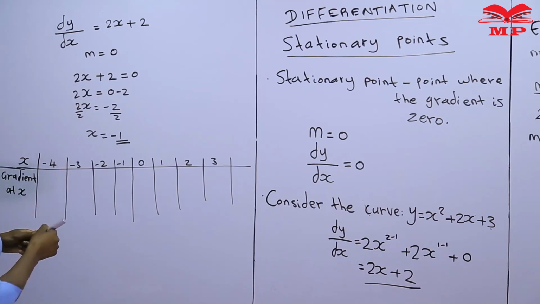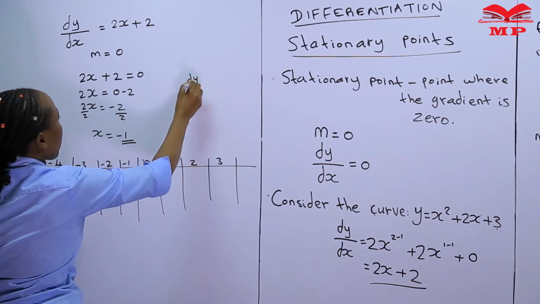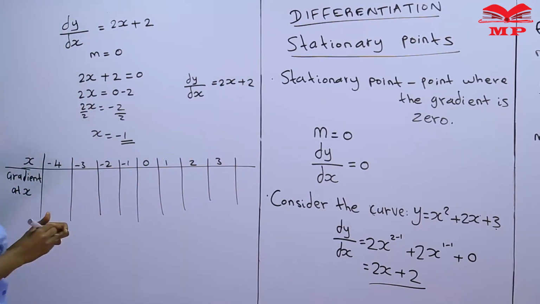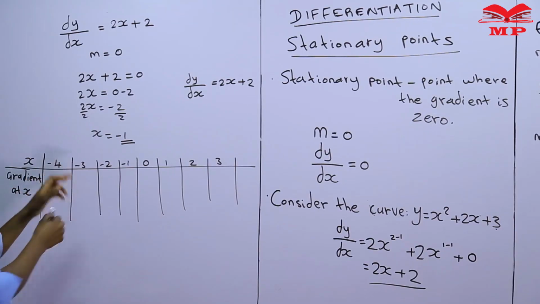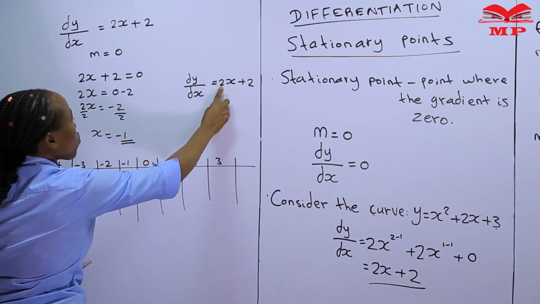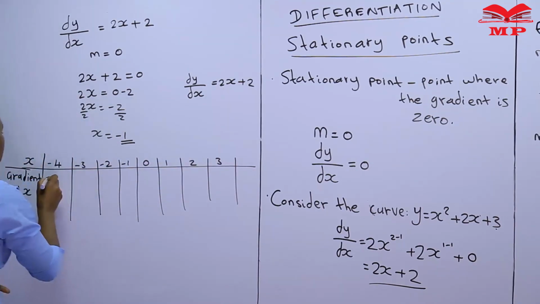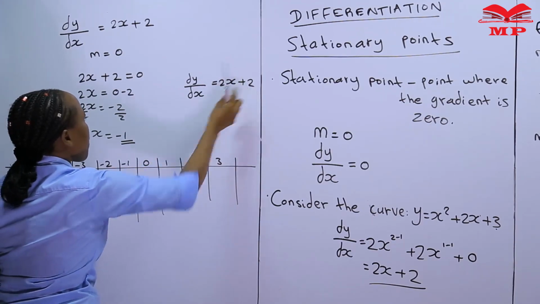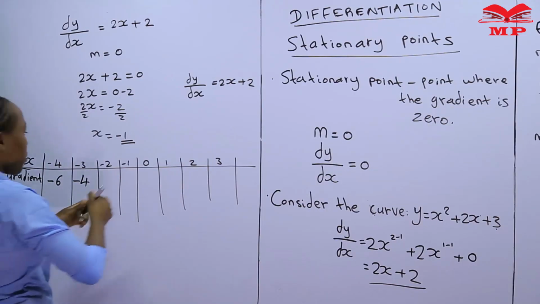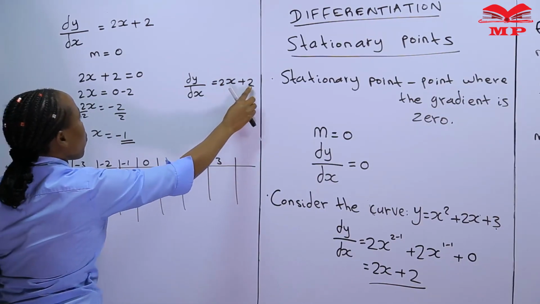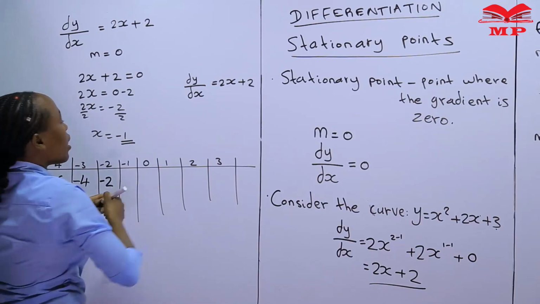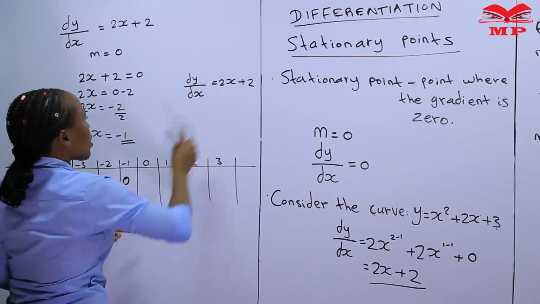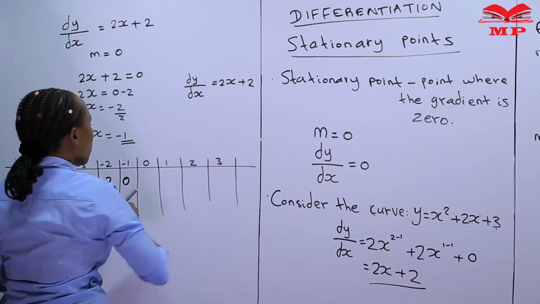And our gradient function dy all over dx is equal to 2x plus 2. So we can get the gradient when the value of x is negative 4. So this one will be negative 4 times 2, that is negative 8, plus 2 we have negative 6. In the other one we have negative 3 times 2, negative 6, plus 2 we have negative 4. Negative 2 times 2 we have negative 4, plus 2 we have negative 2. Negative 1 we are going to have negative 2 plus 2, which is 0. When we have 0, we'll have 0 plus 2, that is 2.